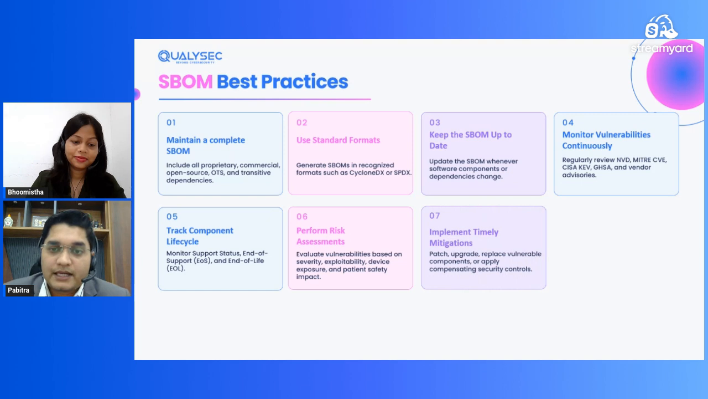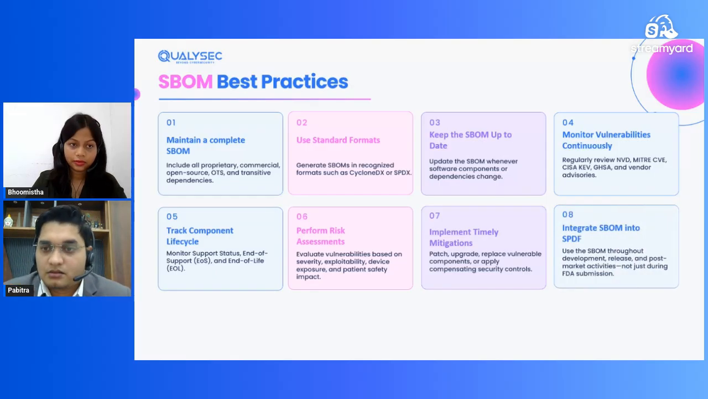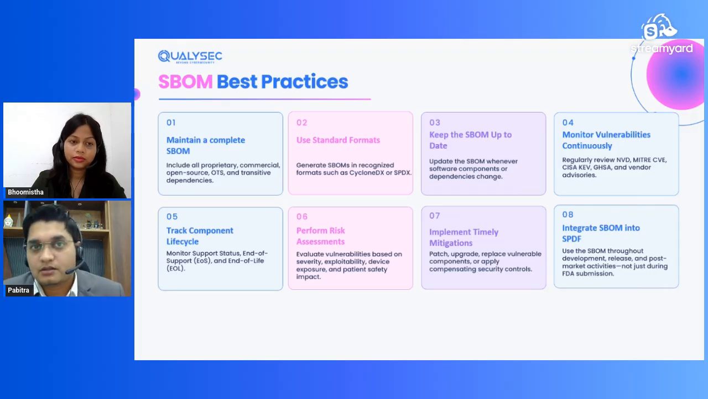Then implement timely mitigation. Knowing a vulnerability, as I mentioned, is half done. Mitigating is the 100%. So you have to plan the mitigation, whether you're going to replace that component, or update or upgrade that component. And the most important thing, integrate SBOM into SPDF. Since FDA gives a lot of weight to SPDF, integrate SBOM into your software product development framework, and even in post-market you have to utilize it.